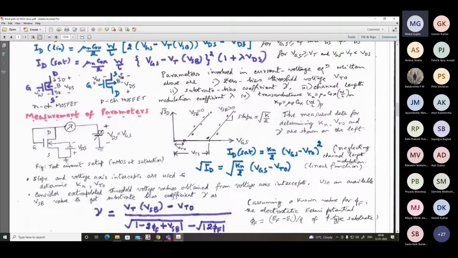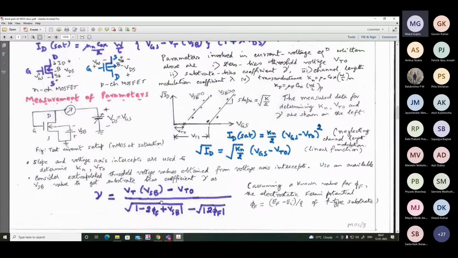That means VGS minus VT. VDS is slightly larger. In fact, VGS equals VDS. So for a relatively small value of VDS, as you note down the current curve, it will be just in saturation, but not into deep saturation. For that, we need a separate setup.